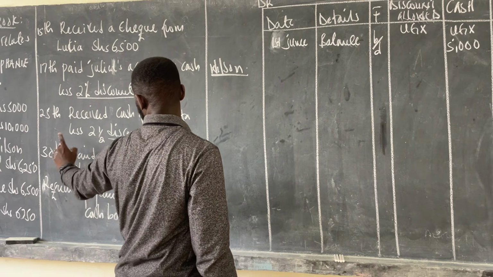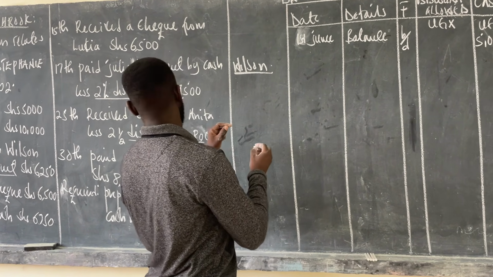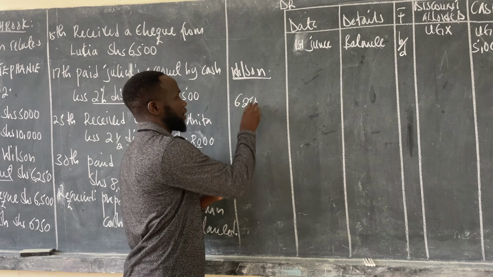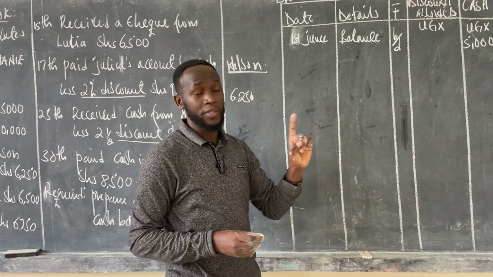So as you are receiving money from Wilson, how much? It is 6,250. So they want you to calculate that discount, which is 4%.